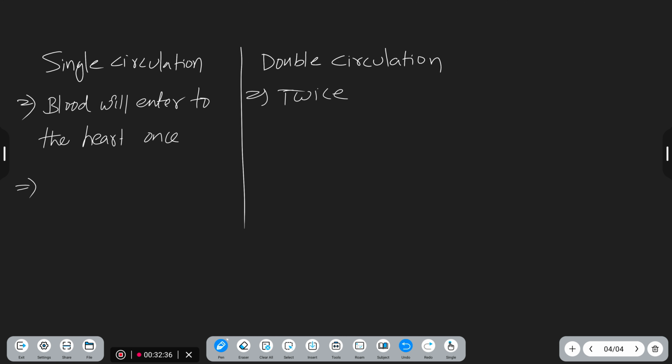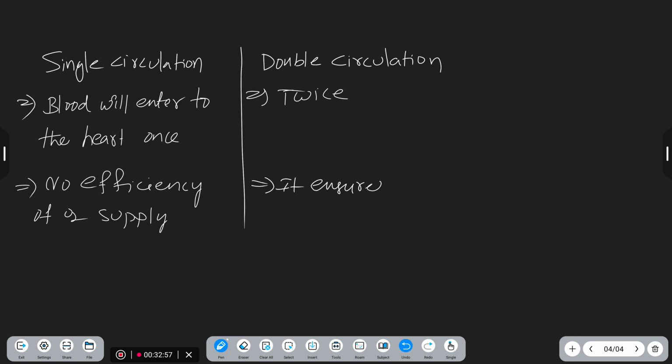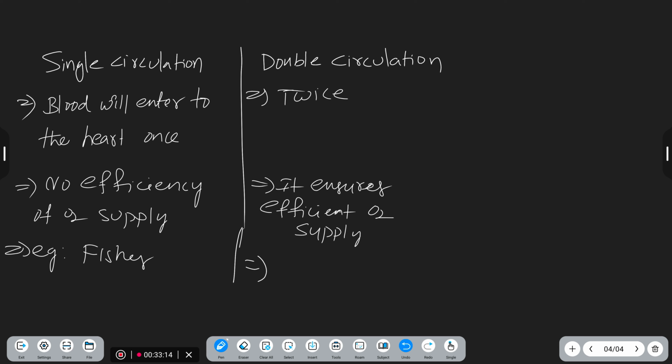So here there is no efficient O2 supply. Here it ensures efficient O2 supply. Where can we observe examples? Fishes here, birds and mammals here. Understood? Many times they ask this question also.